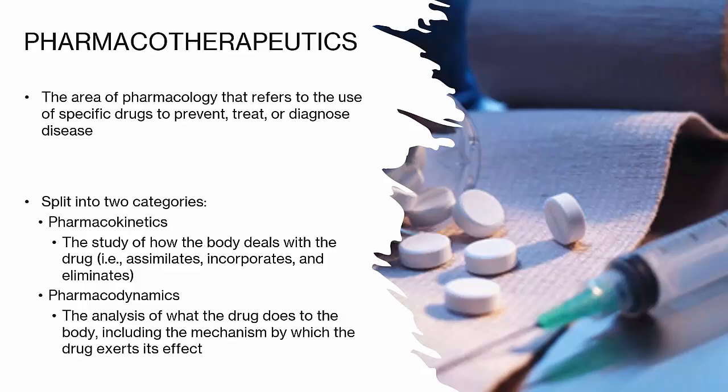Pharmacokinetics is how the body assimilates, incorporates, and eliminates a drug. This also includes the rate at which the drug begins to take effect, the duration of the drug effect, and the factors that impact the rate of change in concentrations of drugs at a site of action. This also includes the impact of the drug on the body.